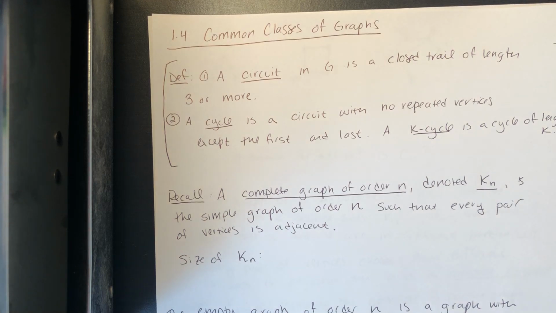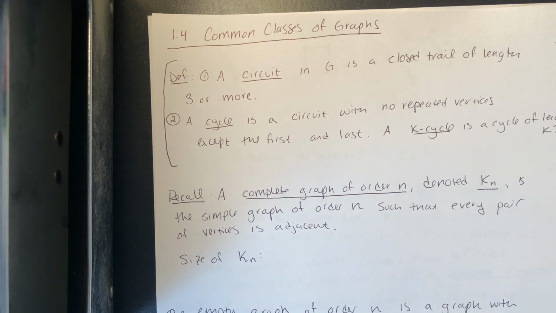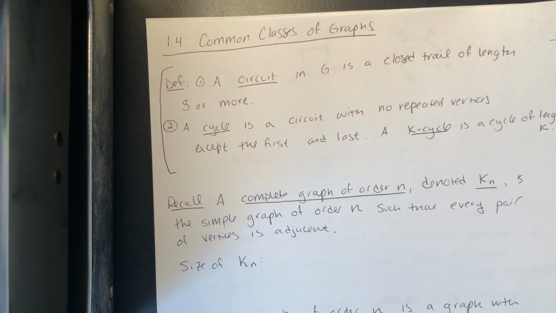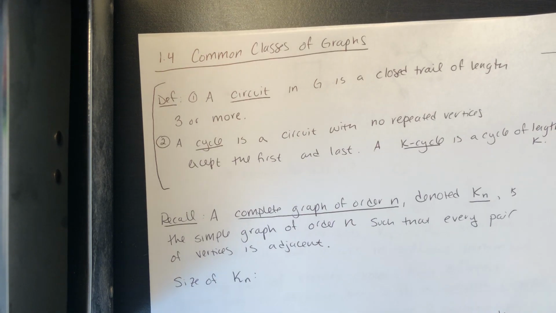Section 1.4 talks about different common classes of graphs. And in the warm-up, you looked at the classes of graphs that we'll call cycle graphs and path graphs. So let's start with a few definitions. We say in a graph G that a circuit is just a closed trail of length 3 or more.